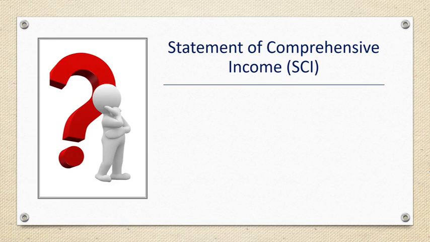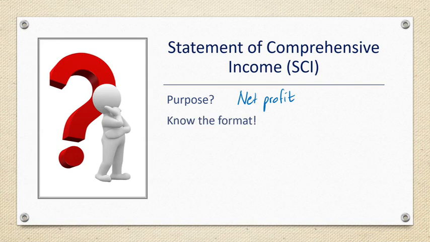Now the first thing that you need to know is, what is the purpose of the comprehensive income statement? Obviously you want to calculate the profit, the net profit. That's why we prepare this, in order to calculate the net profit for the year. So everything in the nominal account section goes into this statement. Very important, you must know the format.